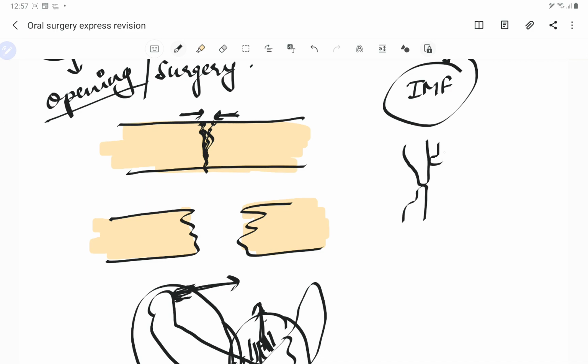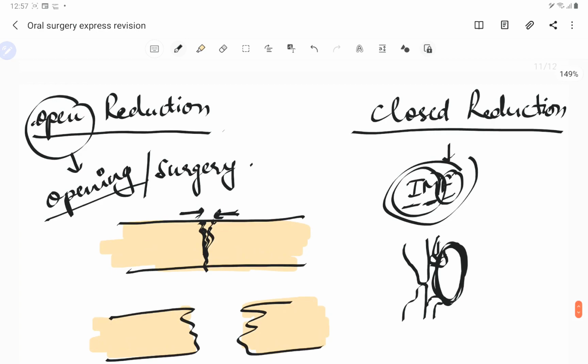So suppose here we have placed the arch wires, which we will be covering in the intermaxillary fixation, and we take a wire and attach the maxillary teeth to the mandibular teeth and fix it. That is why we call it intermaxillary fixation. That means we are fixing the maxillary and the mandibular teeth together. So that is what we do in closed reduction, right?